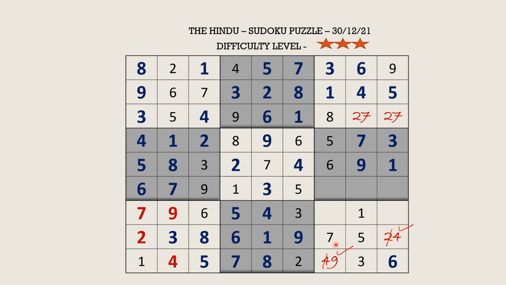Now the only missing numbers are 2 and 8. There is 8 here, so this is 2 and this is 8. So this 7 cancels out the 7 here, and this becomes 2 and this becomes 7. Now the missing number here is 2. So this is 2, and here the missing number is 8, and here the missing number is 4. And the puzzle is solved.